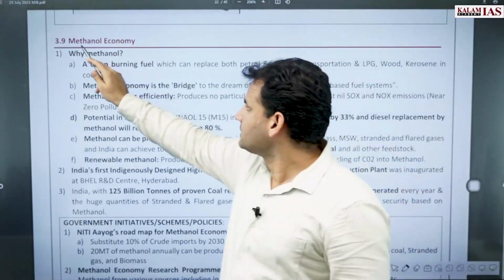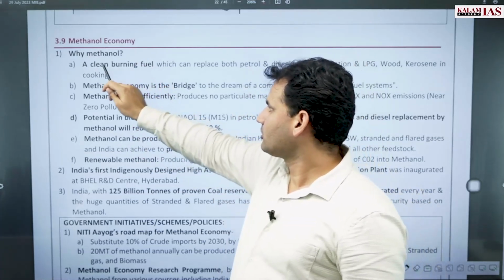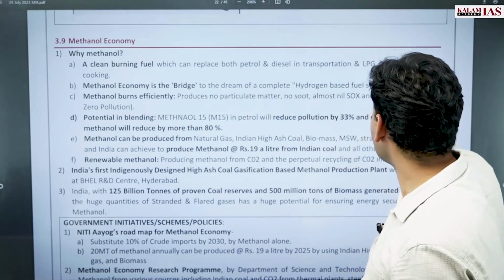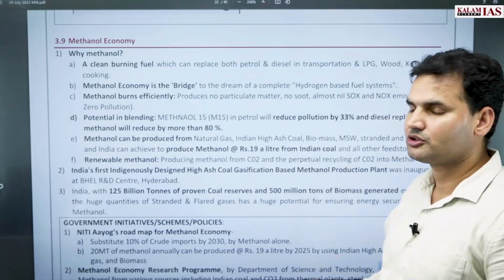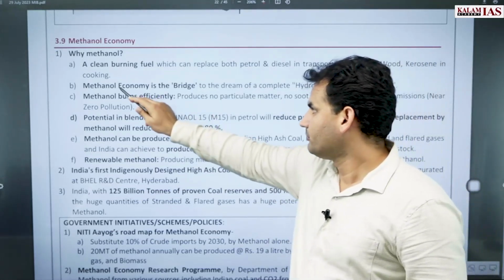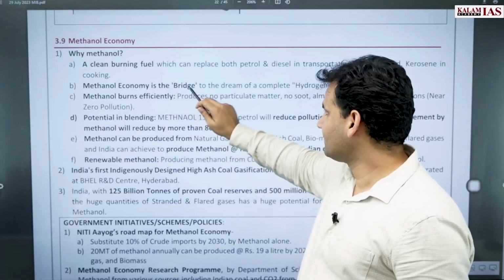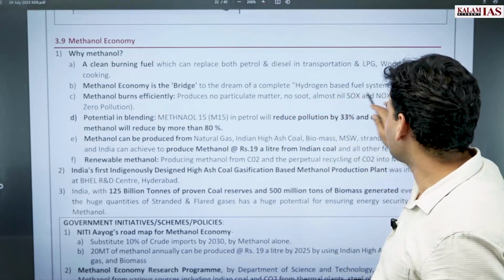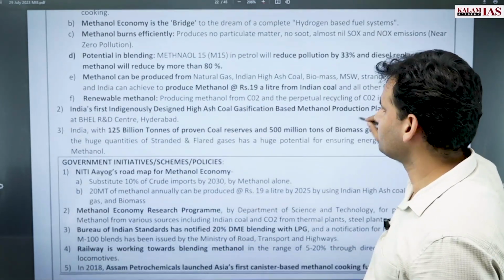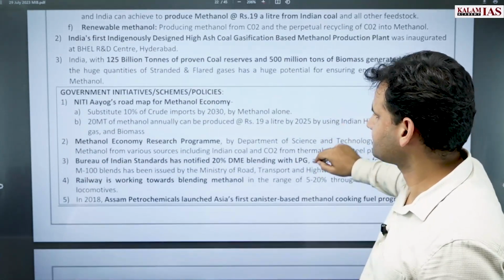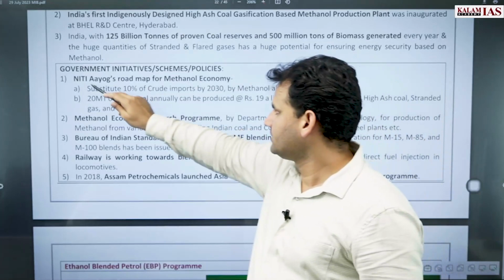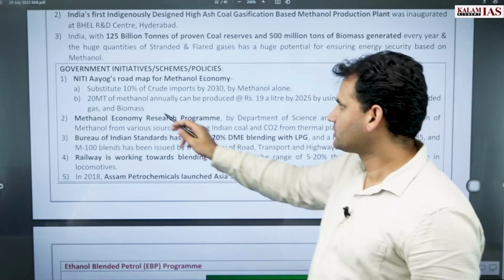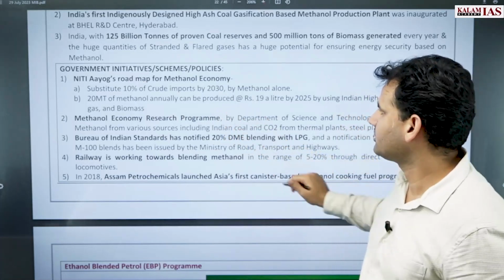Then methanol energy. Now methanol is a clean burning fuel which can replace both petrol and diesel in transportation, and LPG, wood and kerosene in cooking. So the methanol economy is basically the bridge to the dream of complete hydrogen based fuel solutions. And definitely Niti Aayog has a roadmap for methanol energy to substitute 10% of crude imports by the year 2030.